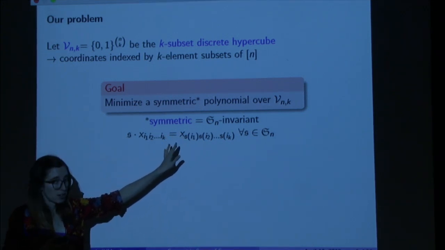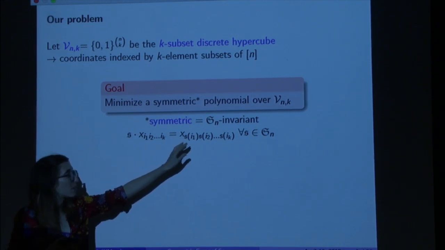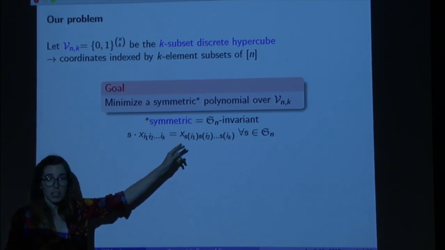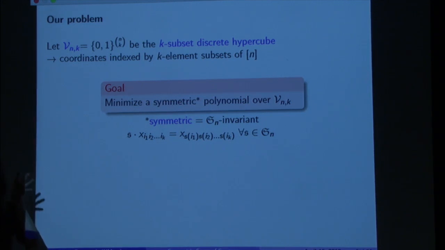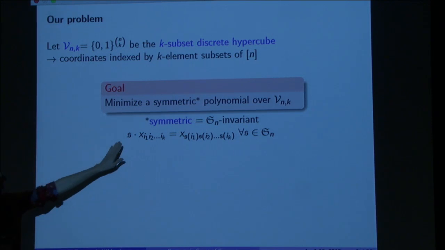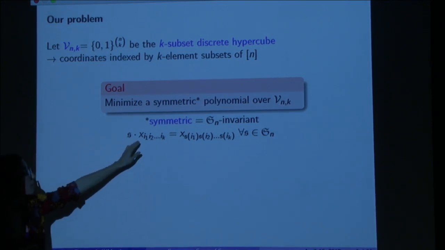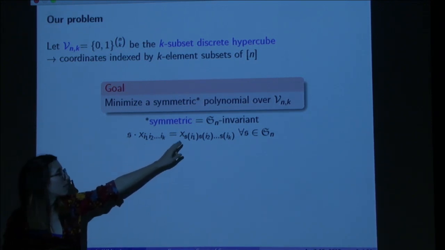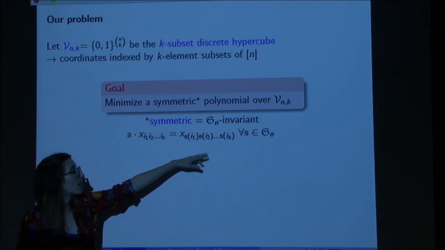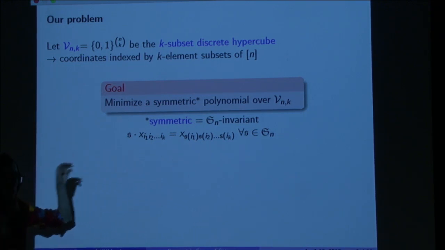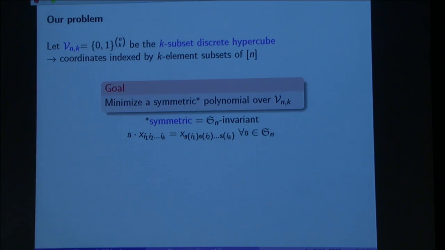By symmetric here, I mean that it is invariant under the symmetric group of order n. So really my symmetric group is acting on my ground set of elements. Right? So it's acting on my vertices, but I'm really looking at the induced action on my edges, for example, so on my K-element subsets. So an action S being applied to the variable x of I1 through Ik gives me x of S applied to I1 through S applied to Ik. So I'm really looking at the induced action.